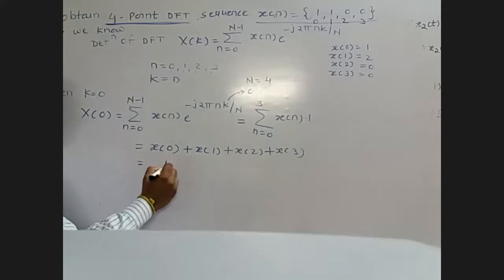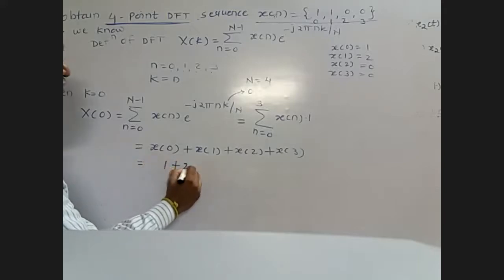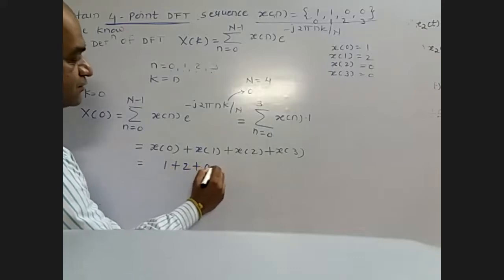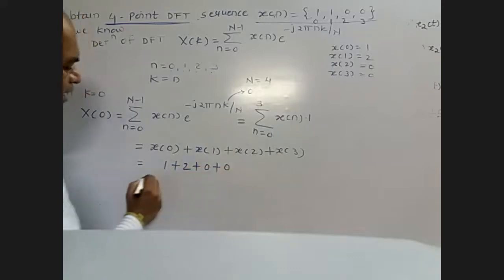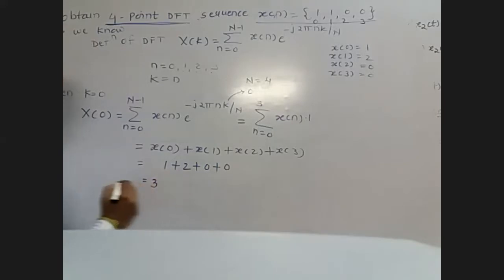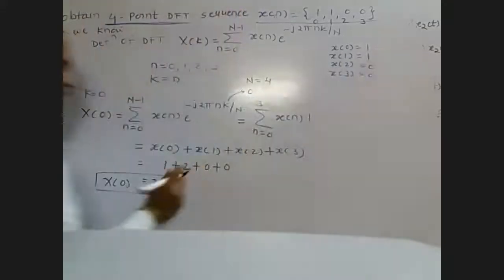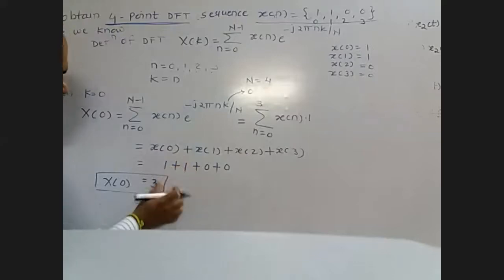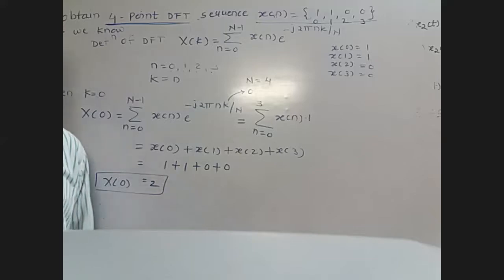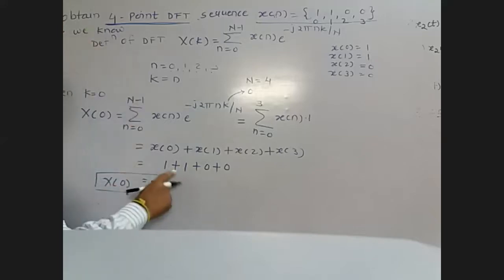x of 0 is 1 plus x of 1 is 2 plus x of 2 is 0 plus x of 3 is 0, and you will get a total value of 3. Sorry, here it is 1. So 1 plus 1 will be 2. Hope you got this. So X of 0 is 2.